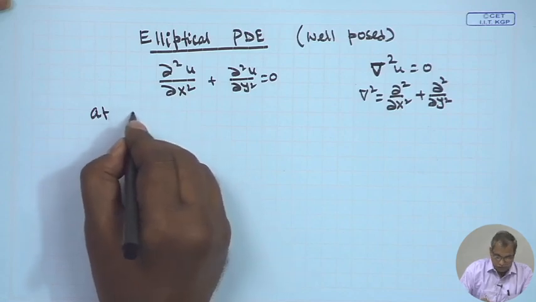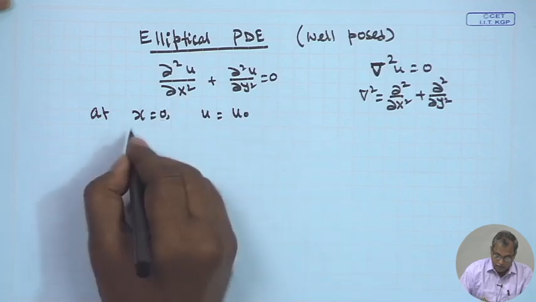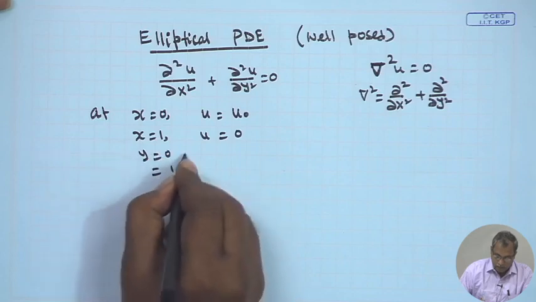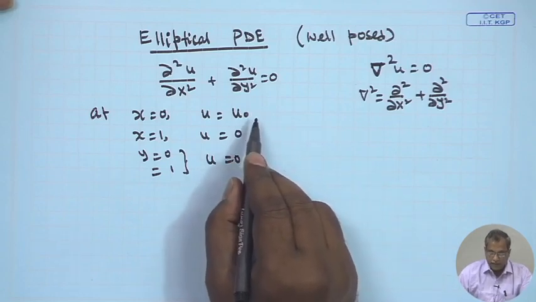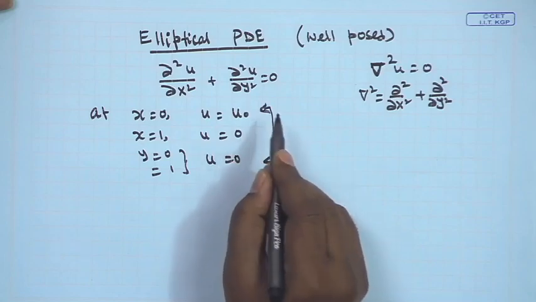At x is equal to 0, you have u is equal to u naught. At x is equal to 1, we have u is equal to 0, and at y equal to 0 and 1, we have u equal to 0. Let us consider a Dirichlet boundary condition at x is equal to 0, that is u is equal to u naught, that is specified in all the three boundaries. That means, at x is equal to 1 and y is equal to 0 and 1, we have the homogeneous boundary conditions. So, if you look into this system, we will be having a standard eigenvalue problem in the y direction only, not in x direction, because the boundary conditions in the y direction are homogeneous.